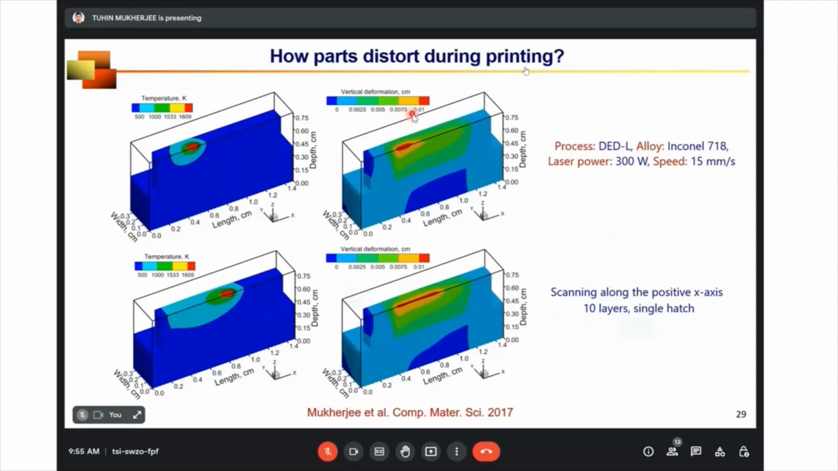So distortion is nothing but accumulation of strain, which is very well known as beta delta T. So you can see that where the temperature is higher, that's the location where strain or distortion is being accumulated. With the progress of the process, where the laser beam moves from this location to this location, you can see the higher amount of strain accumulated along that line.